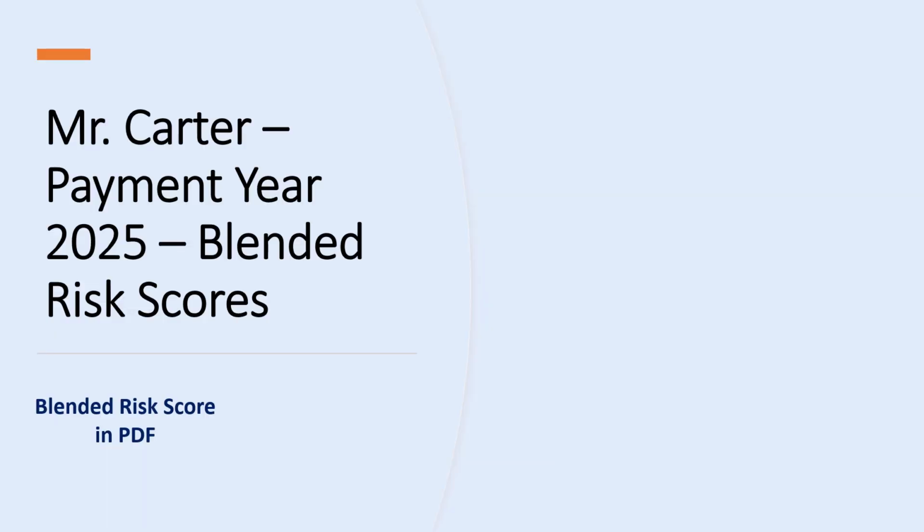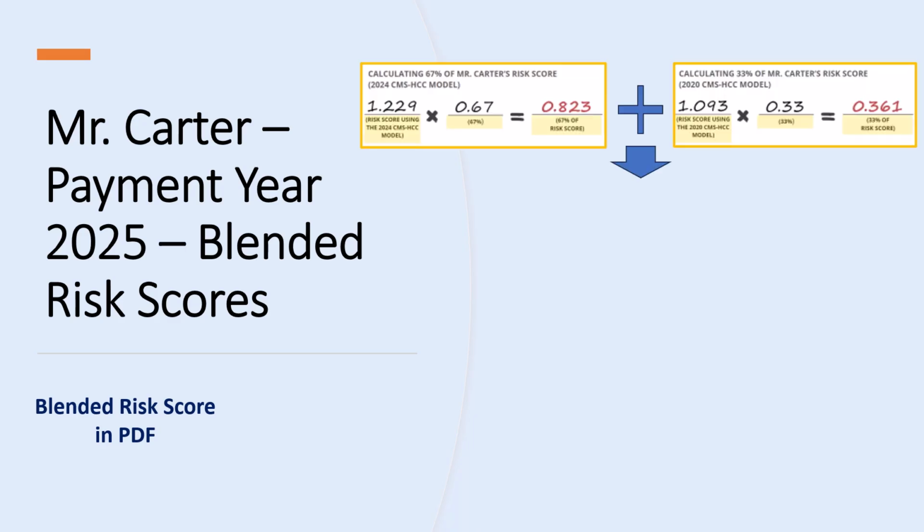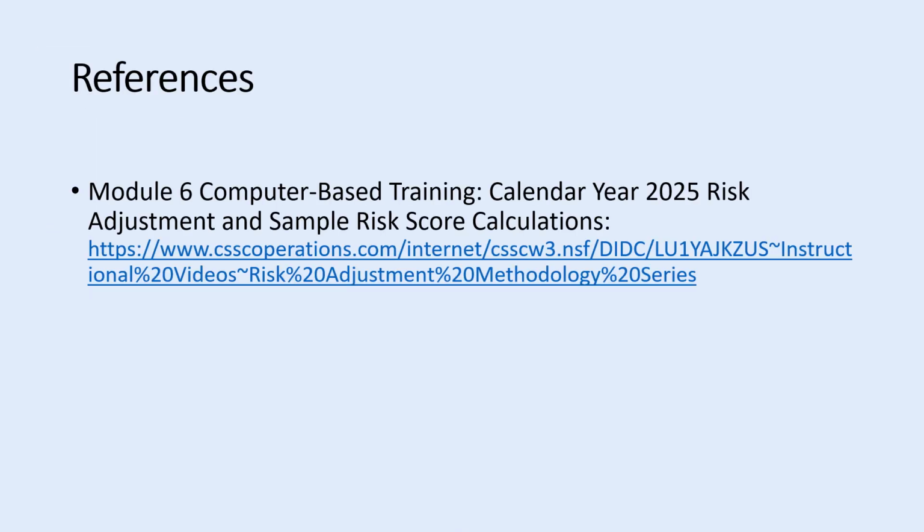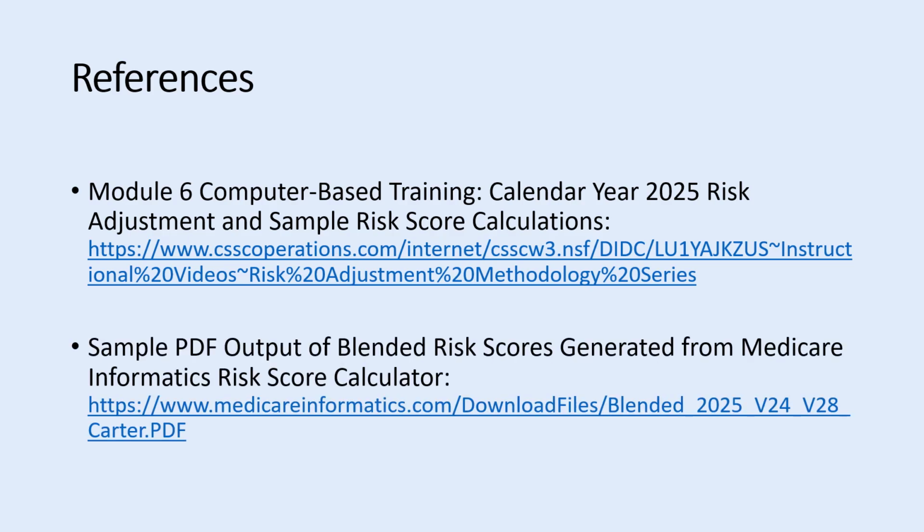For calendar year 2025, the Part C risk scores will be calculated as the sum of 67% of risk scores using the 2024 CMS-HCC model and 33% of risk scores using the 2020 CMS-HCC model. In Module 6 Computer-Based Training, you will learn the changes that impact calculating risk scores for calendar year 2025 and briefly review what has not changed. Also, please refer to the sample PDF output of blended risk scores generated from Medicare Informatics Risk Score Calculator.